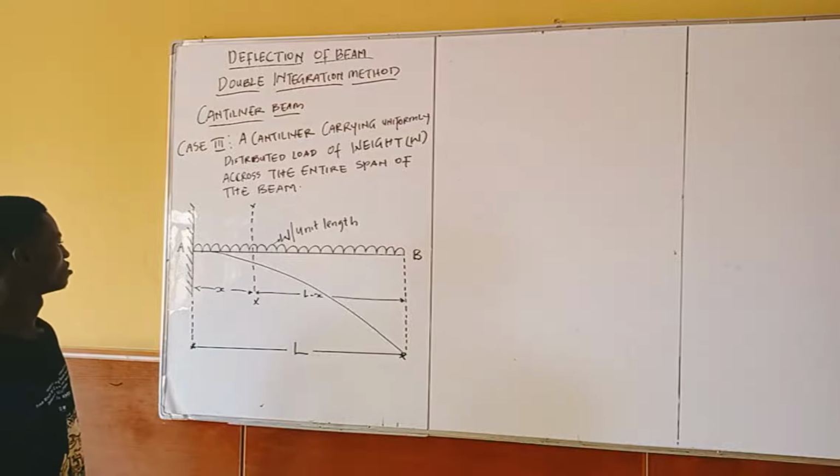So now, to find the equation for deflection, we need to integrate the equation for slope, which is this one. By integrating this one, we are going to have our equation for deflection. So now, integrating this equation with respect to x.